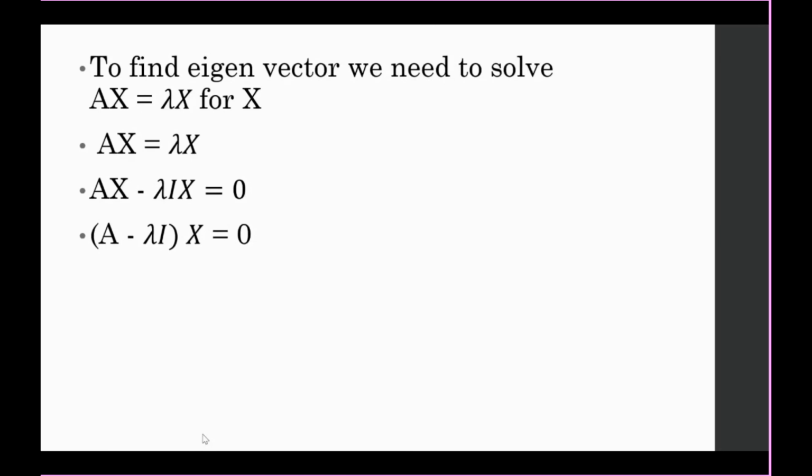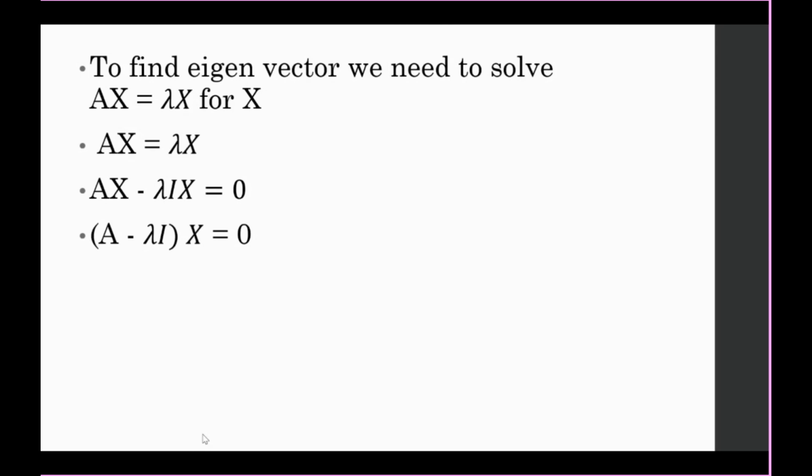Again, this is the whole system of equations, and I need a non-zero solution. If the determinant is not 0, then the homogeneous system has a unique solution, which is obviously all zeros, the trivial solution. But I need non-zero eigenvectors. So the condition should be that the determinant must be equal to 0. That's the reason behind the characteristic equation, where we apply the formula determinant of A minus lambda I equal to 0.